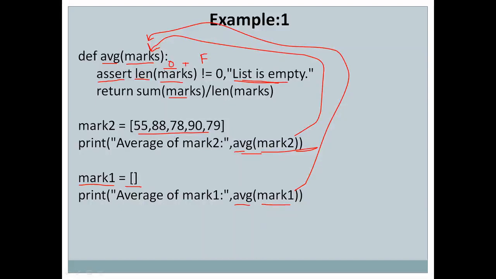So we can verify the state of a function or a code by using assert statement, and if it is true, the execution continues. If it is false, then the error message or exception is raised. So this is how assert statement can be used in Python.